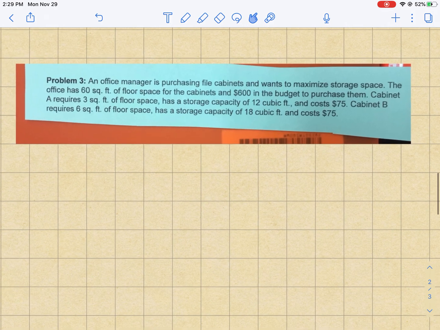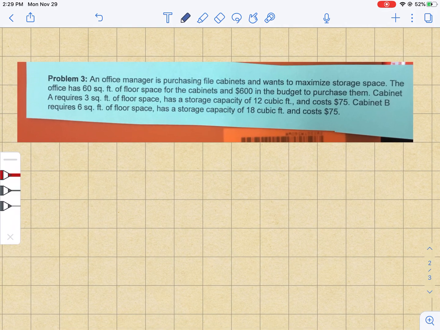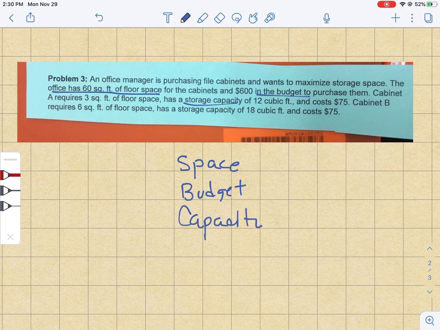So the third one here, an office manager has file cabinets and wants to maximize storage space. The office has floor space. So there's the space. What else do we have? We have a budget. And then let's see, so space, we also have capacity. And it looks like we just have cabinet A and cabinet B. So cabinet A is 3 square feet of space. Cabinet B is 6 of space. And we only have 60 square feet.